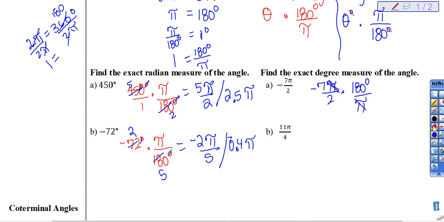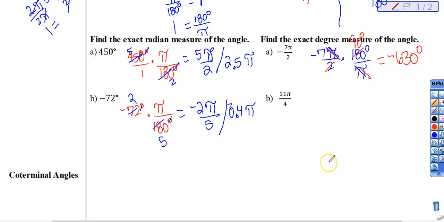Come on, red pen, cooperate. And then I think 2 goes into 180 degrees. So negative 7 times 90, negative 630 degrees. And these little calculators will quickly give you that answer. Okay, there's the next one.